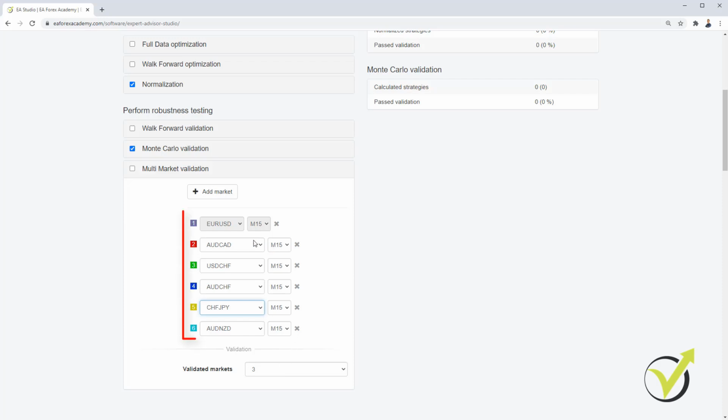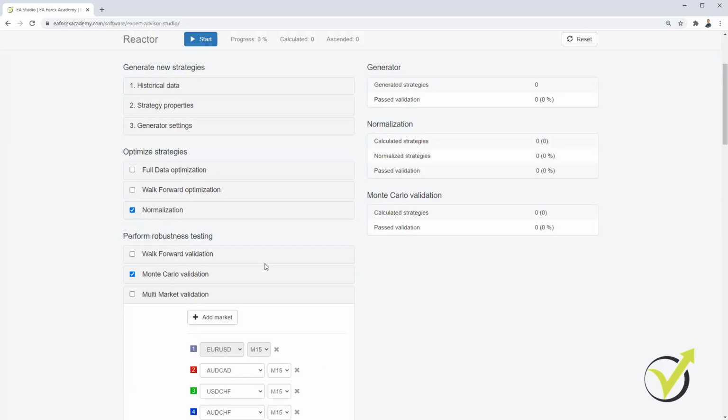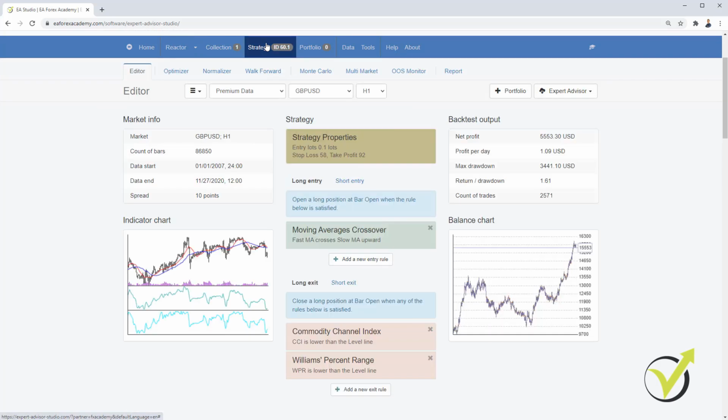So if we have like 5 here and we select 3 that are validated, it means that it will validate for sure for euro dollar, right? And then we want another 2 to be validated. Let me demonstrate very quickly how that works with the current strategy that we have in the editor.